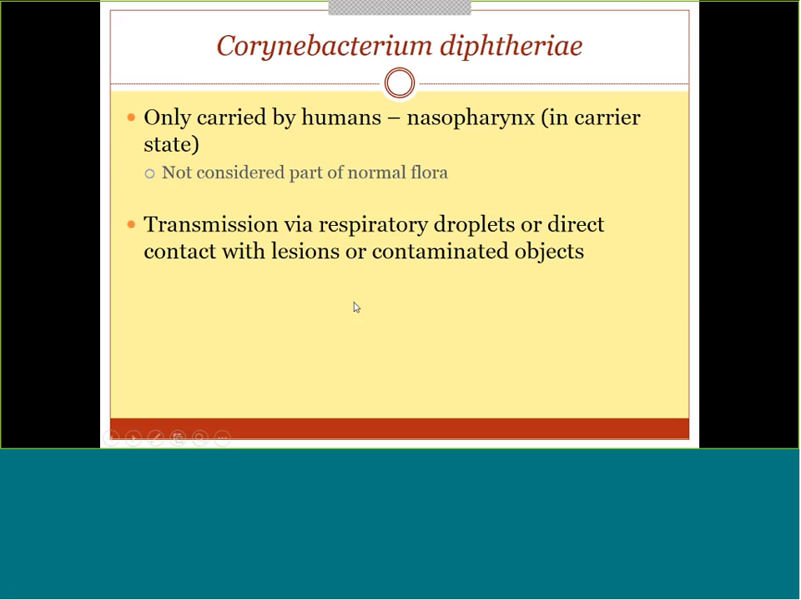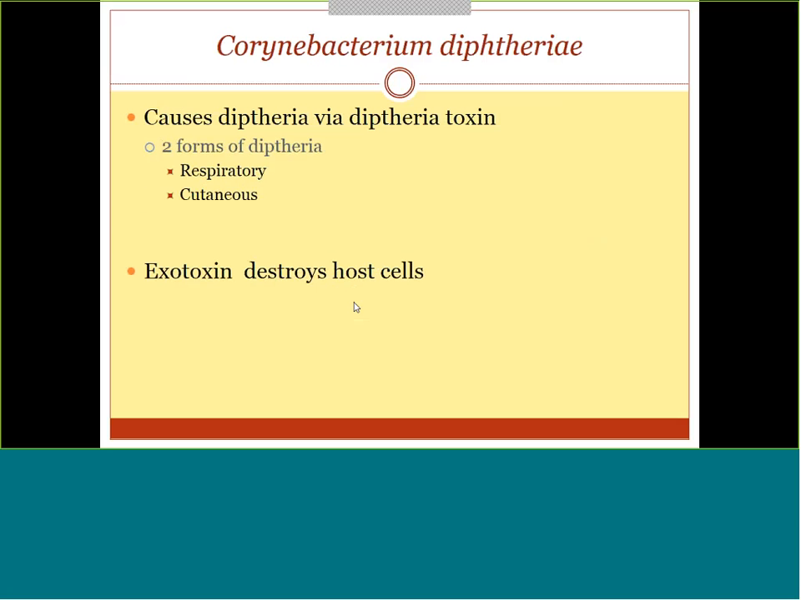All right, Corynebacterium diphtheriae is our other big pathogen out of this chapter. This is carried by humans. It is never considered part of their normal flora. It is only maybe carried, but not really part of them. It is transmitted very much through respiratory droplets, or of course, direct contact with anything that might have been contaminated. Obviously, it causes diphtheria. That's why it's named Corynebacterium diphtheriae. There are two forms of diphtheria. There's a respiratory form, which is the more deadly form.